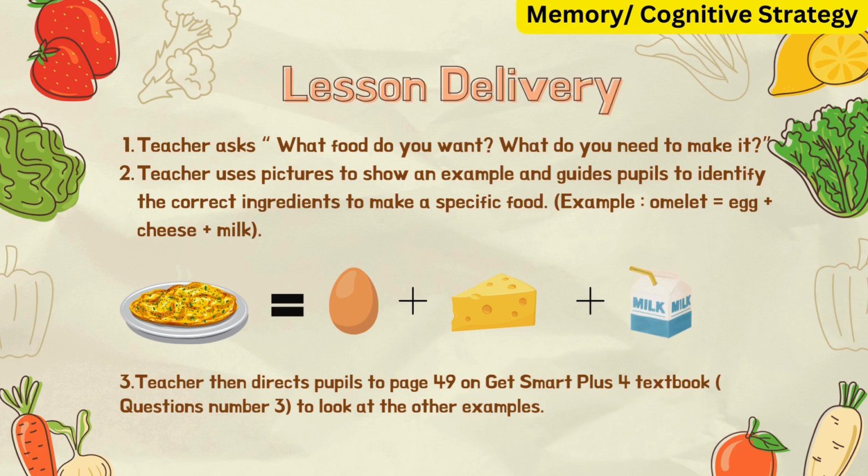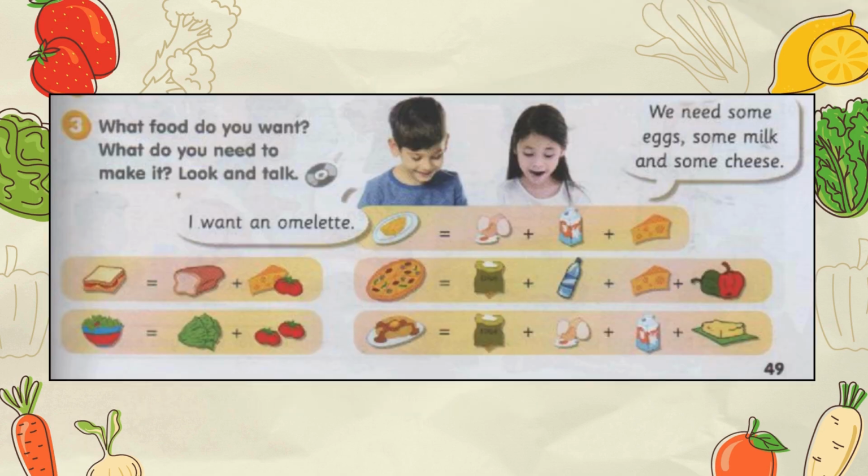After that, the teacher can direct people to page 49 on the Get Smart Plus 4 textbook, question number 3, to look at the other examples. This is how it looks on page 49. As you can see, there are 5 more examples. So the teacher can keep on asking, what food do you want? And the student will answer, I want a sandwich, for example. And then they will need to be able to tell, we need some bread, cheese, and tomatoes. So they just need to look at the picture and name the ingredients correctly again. So here, they use their memory strategies and also cognitive strategy to be able to tell correctly what the ingredients are that are needed to make a specific food.